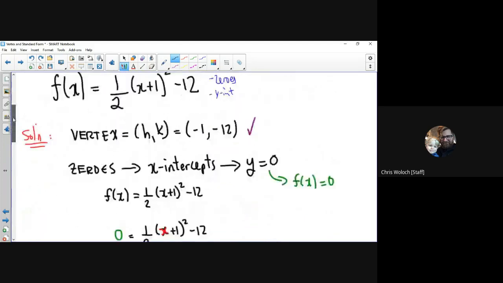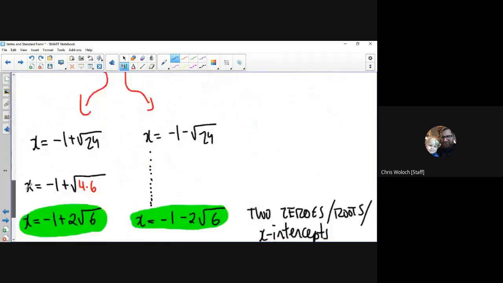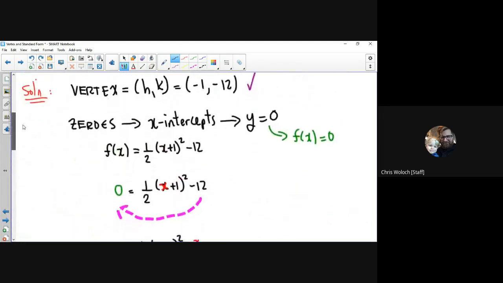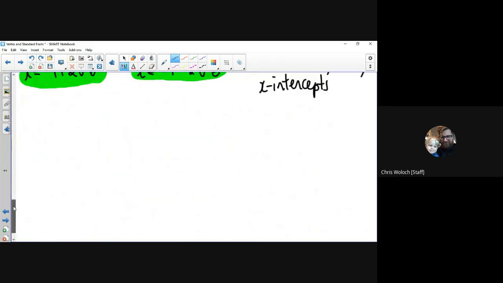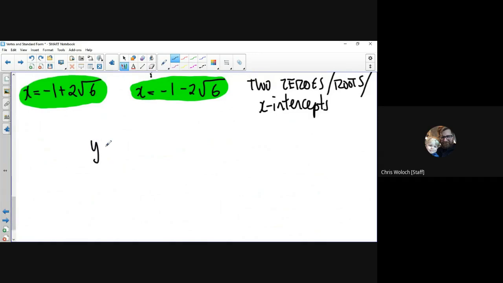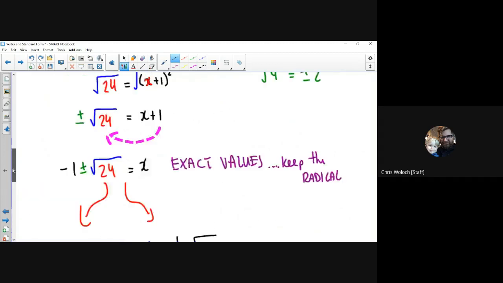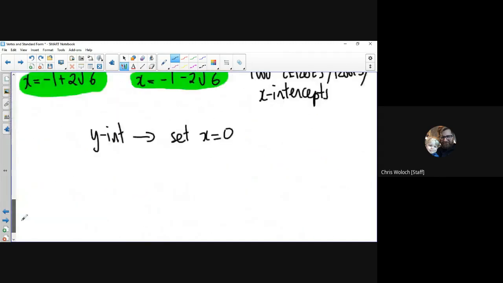We have to find the y-intercept. So we did zeros, vertex. So now we need to do the y-intercept. And this one is easy. For the y-intercept, we just set x equal to 0. So now I'm going to do the same thing. I'm going to write out my equation. What is it again? 1/2.